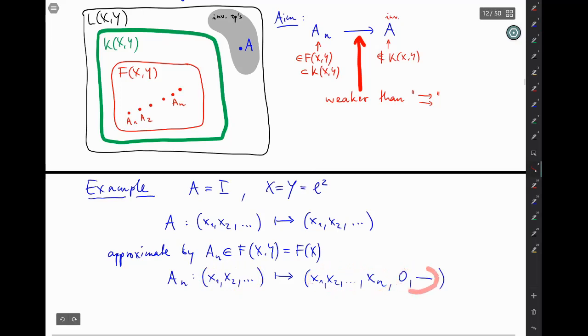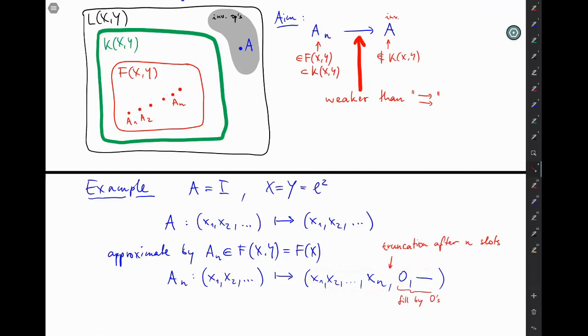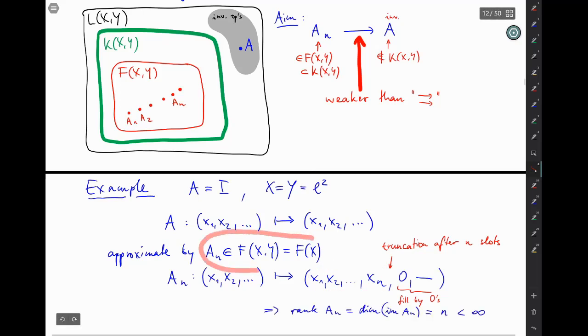So this operator is taking your infinitely long vector and just truncating it after n entries, replacing the empty slots by zeros. Well, if you do that, then your operator can only produce finitely many data over here, so it's going to have a finite dimensional image and therefore a finite rank. So yes, this is finite rank, and yes, this is invertible. And now all we have to understand is in what sense does that sequence An approximate our invertible operator A.